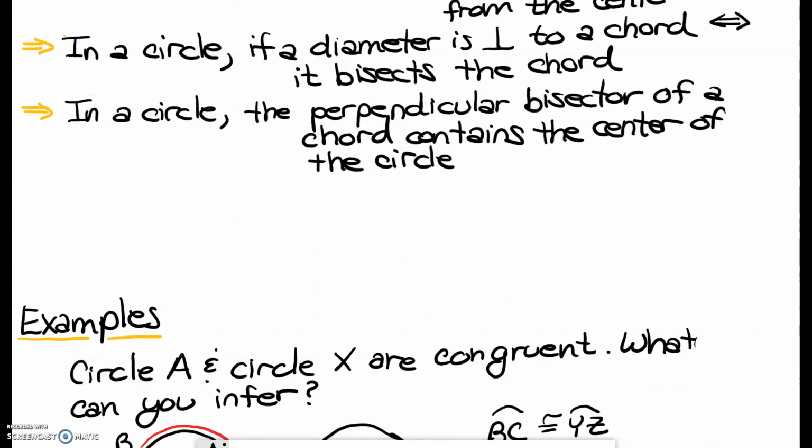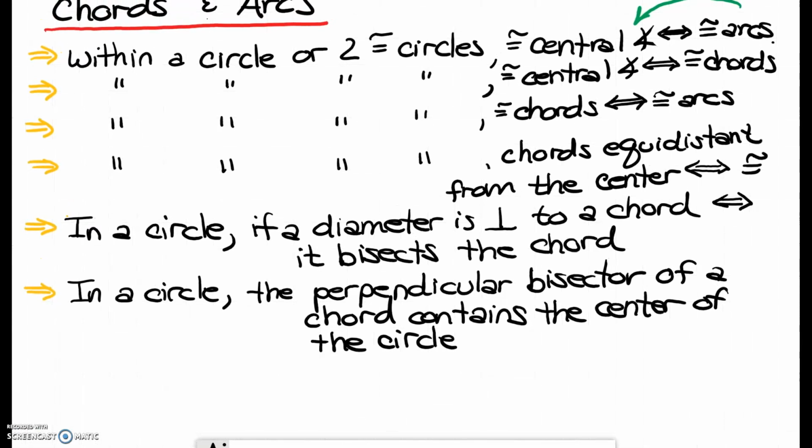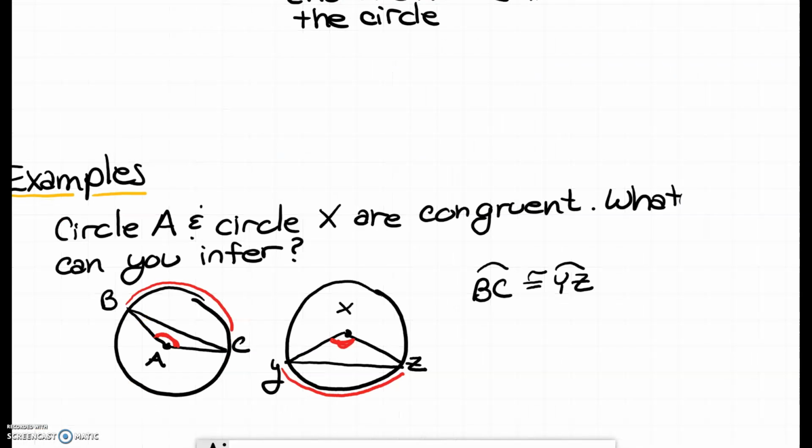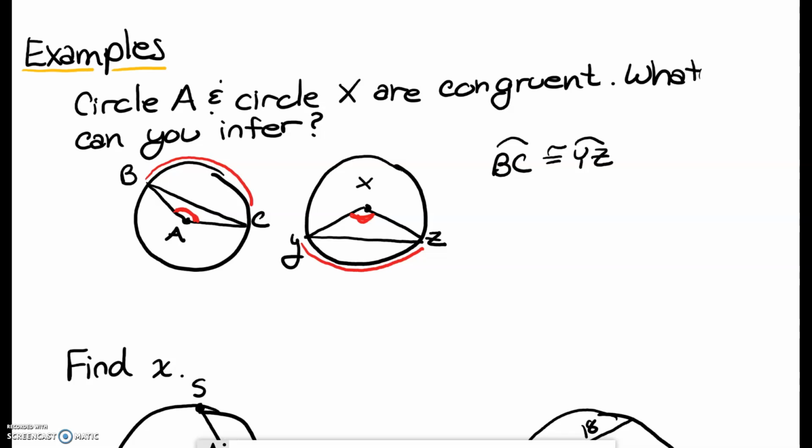What else does it say about this? If we have two central angles that are congruent, then the chords are congruent. We have two central angles, so what are the chords? BC is a chord that has this red central angle, and YZ is a chord that has the red central angle. So BC is congruent to YZ. Those are the things that we can infer.